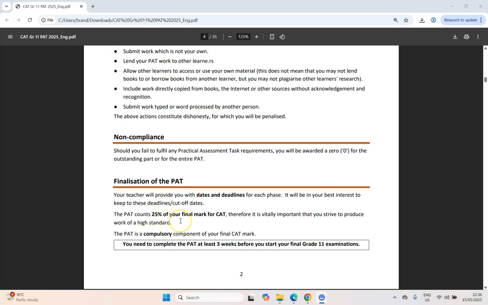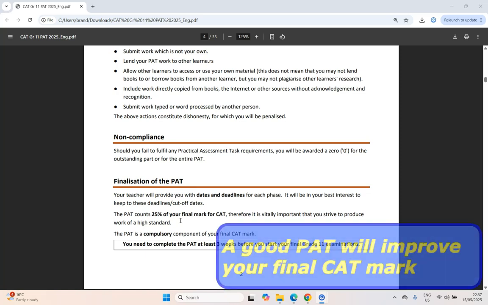Because of its weighting, this is a really great opportunity. Even if you're struggling in the subject or you're not getting the marks that you want, you can get a really great mark for your PAT. Even if you're someone who gets 60% for CAT, you can do all the tasks and get a good 80%. And that can help push your mark up at the end of the year. It can actually increase your mark by 5 or 10%.